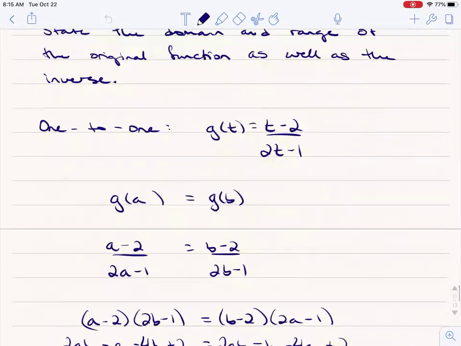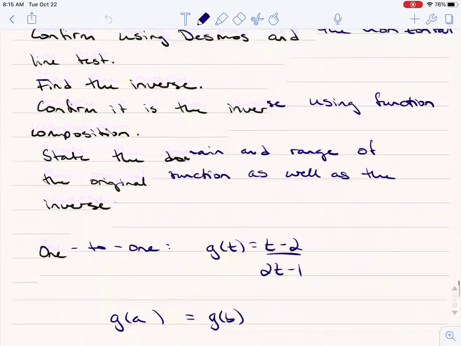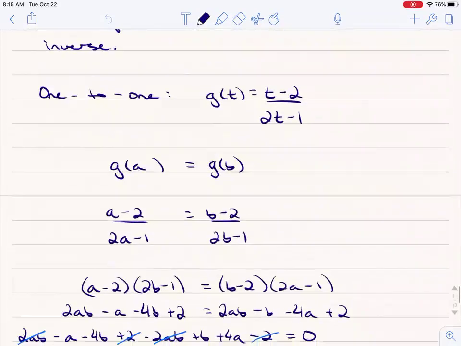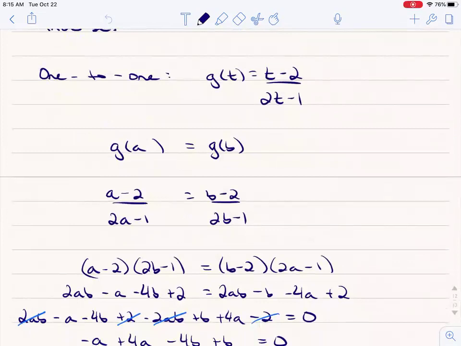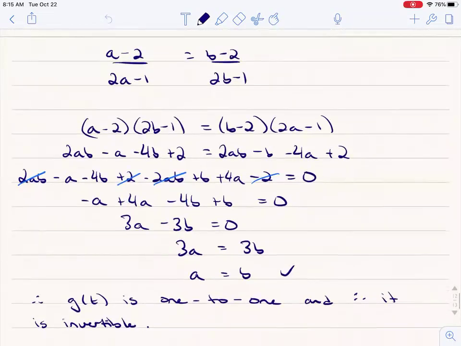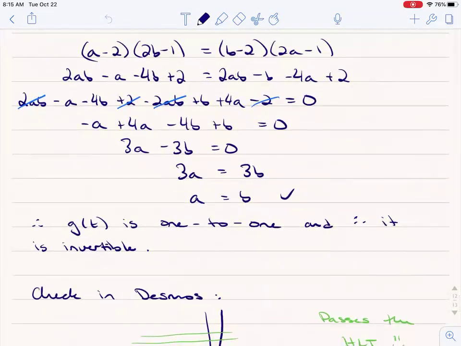And then we were about to find the inverse. So we showed that it's 1-to-1. We took g of a and g of b, just using a and b as our variables, plugged them in, and they look the same. Then we go through and solve, and finally it flushes out that a equals b. What a relief. All right. And so g of t is 1-to-1, and therefore it is invertible.